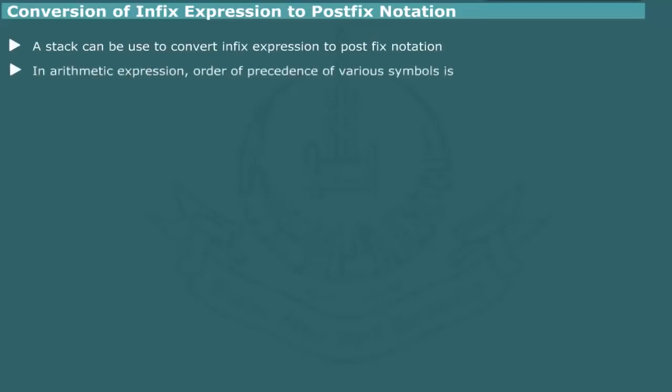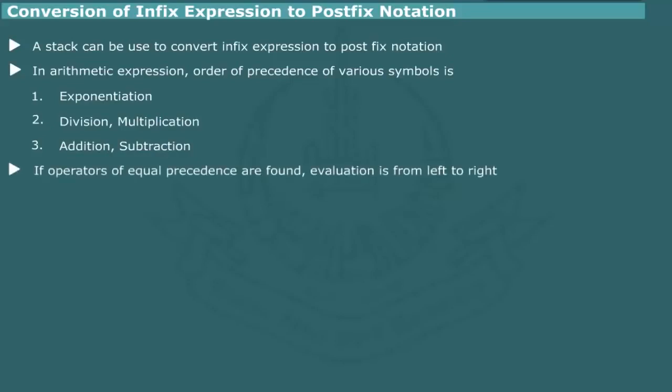By convention, these operations have the following order of precedence. Number 1. Exponentiations are performed first. Number 2. Division and multiplication are performed next. Number 3. Addition and subtraction are performed last. Number 4. When two operators of the same precedence appear consecutively, evaluation takes from left to right. Number 5. Parentheses may be used to enhance the level of precedence.